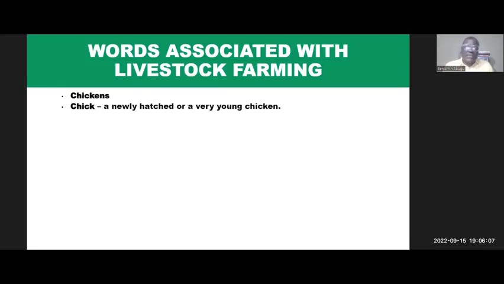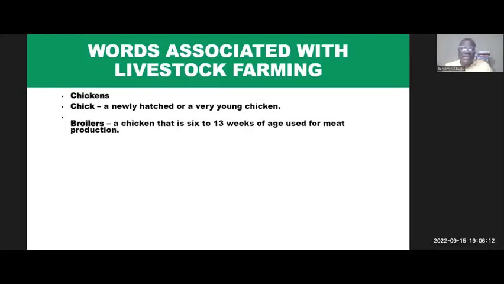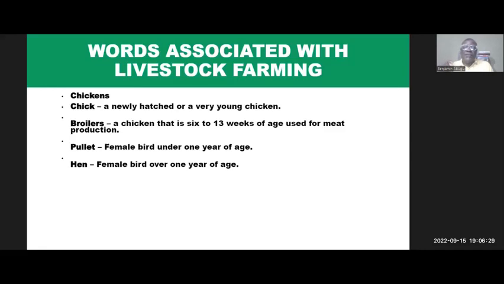Now, what is called a chick? A newly hatched or a very young chicken is called a chick. Then the broilers refer to chickens that are 6 to 13 weeks of age, used for meat production. And then the pullet is a female bird under 1 year of age. Then you have the hen, the female bird over 1 year of age. That's the mature female chicken.